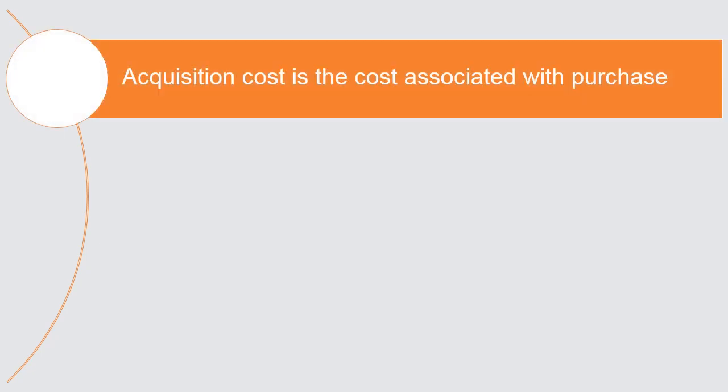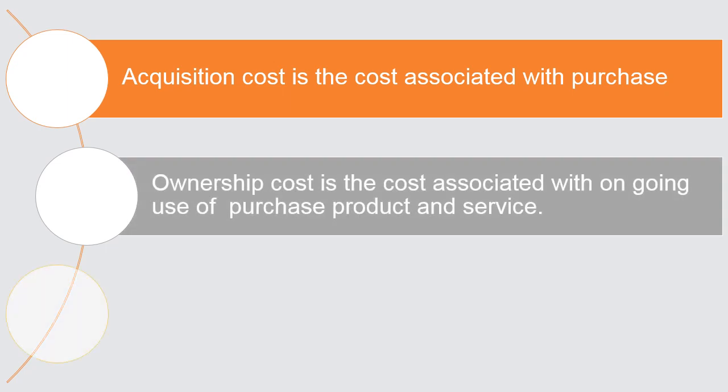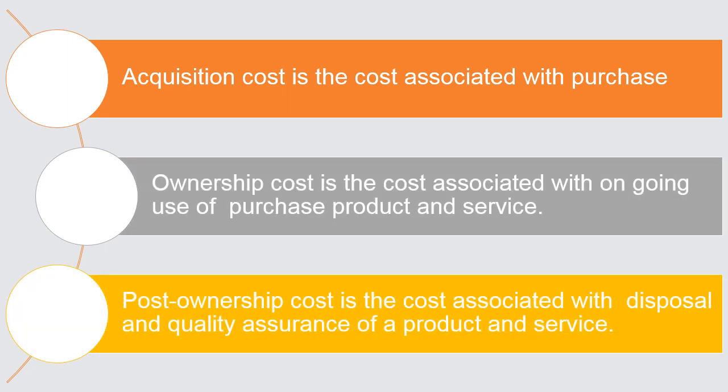Acquisition cost is the cost associated with purchase. Ownership cost is the cost associated with ongoing use of the purchased product and service. Post-ownership cost is the cost associated with disposal and quality assurance of a product and service.